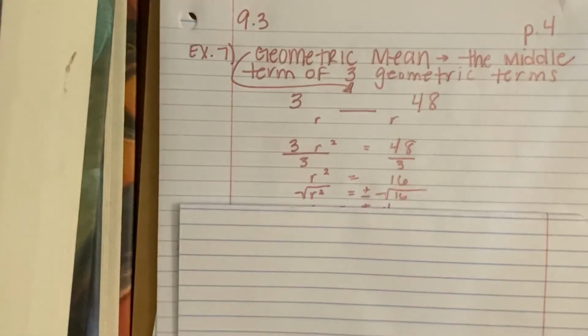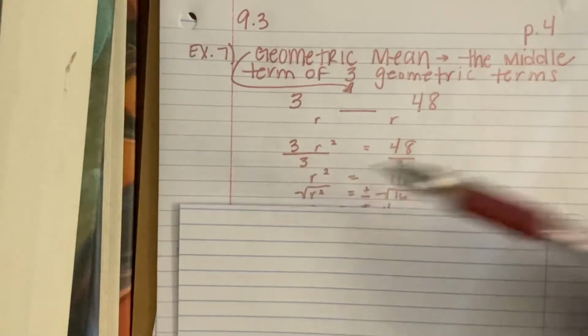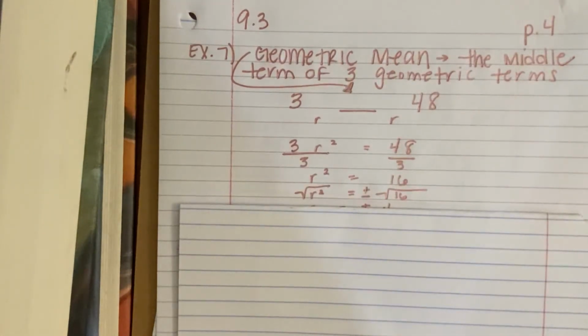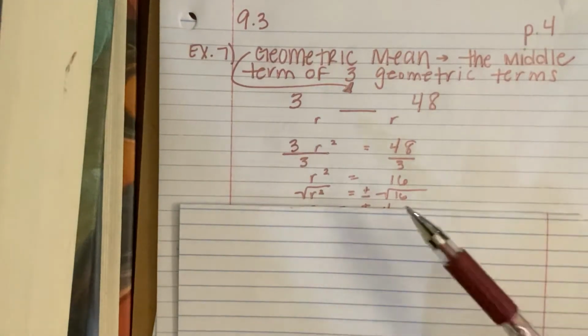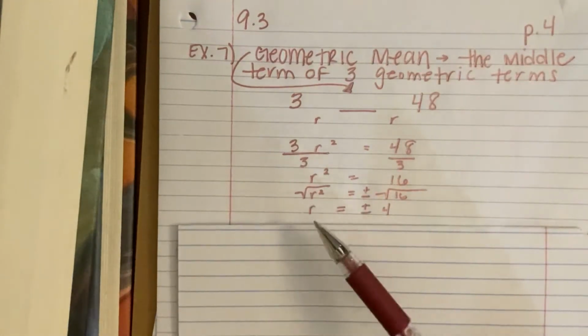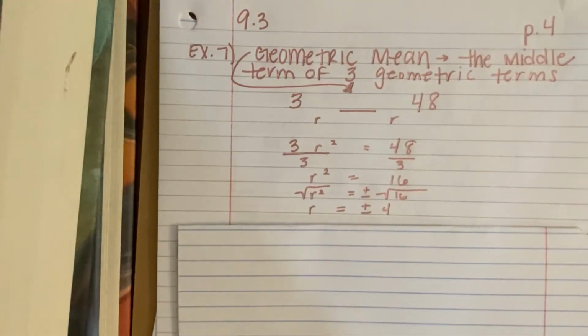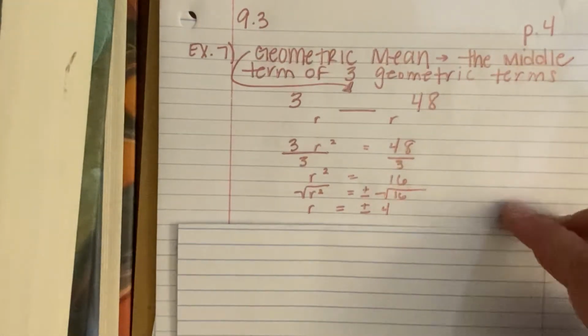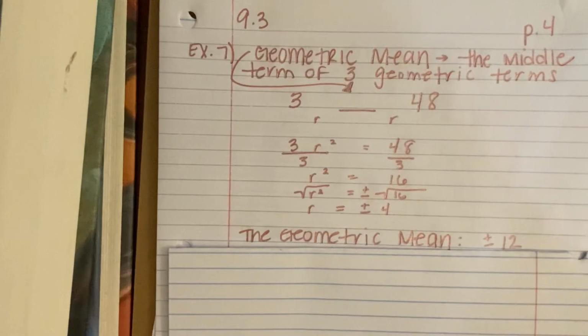Now something special is going to happen here. In order to get rid of the square, we would take the square root of both sides. Don't forget, when you take the square root of both sides, you need a plus or minus. So the square root and the square cancel, and you're left with plain r is equal to plus or minus 4. So your ratio could be positive or it could be negative, which means the geometric mean could be positive 12 or it could be negative 12.